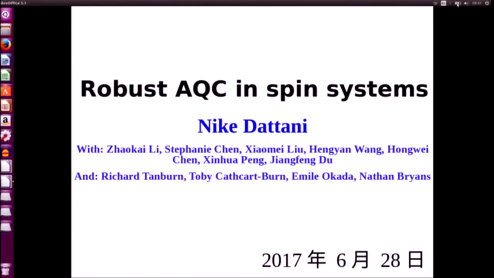I'm going to talk about robust AQC and spin systems. This is joint work with experimental collaborators. Li Jiaokai, the first person I've mentioned here, is in the audience right now. And this is a group at USTC in China. And on the Oxford side, Richard Tanburn and Toby Cathcart-Byrne, my students that graduated just this year, and Emil Okada, who's a third-year student, and Nathan Bryans, who's involved in early work.